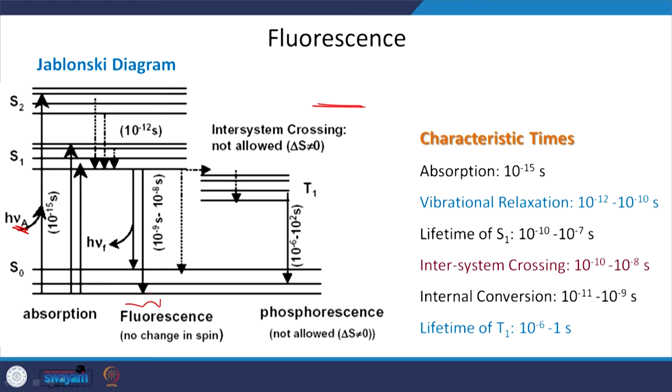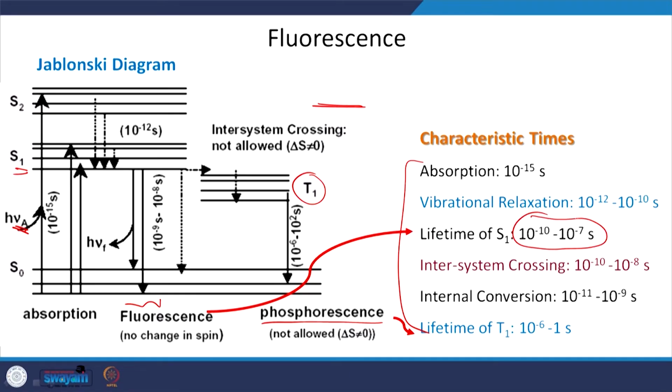It is also possible that it goes from, say, a singlet state to a triplet state, and then you have something called phosphorescence. Here are certain characteristic times: the fluorescence lifetime is about 10 to the power minus 10 to 10 to the power minus 7 seconds, while for phosphorescence it can be up to 1 second. You might have seen these kinds of materials in a dark room keep glowing after a certain time. That is phosphorescence.